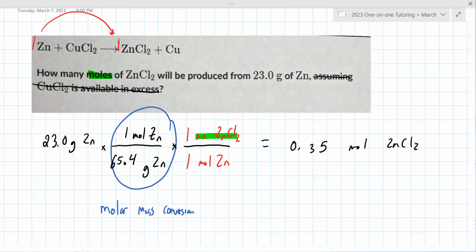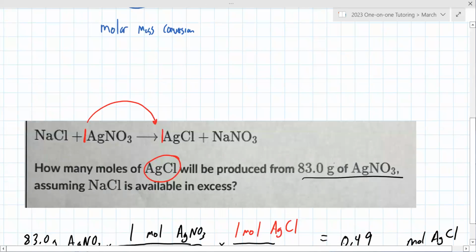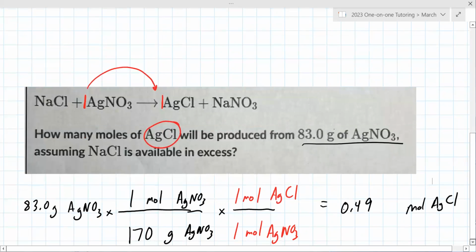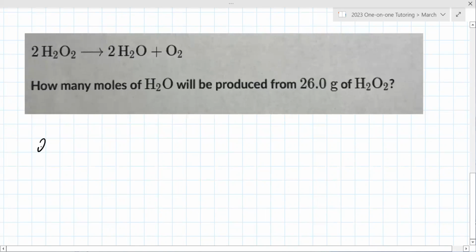So number 5, how many moles of water will be produced from 26 grams of H2O2? Let me know when we can move on to the next one. Okay. So what are you going to start with? What are you going to write top left or first? 26 grams of H2O2. Good.